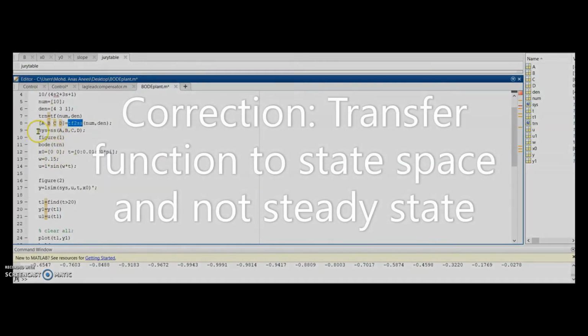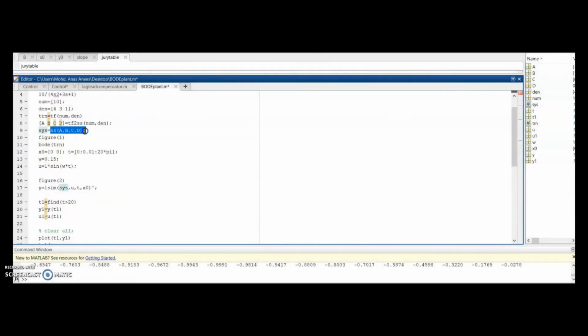Then we form a system sys with these A, B, C, D matrices. This sys will be formed to plot the output. So you already know about this. The output of the system can be plotted using the LSIM command, like we did in pole placement. Now in figure 1 we are drawing the Bode plot of this TRN transfer function, just to see how the transfer function looks. And then here we are plotting the output of the system with respect to some input.